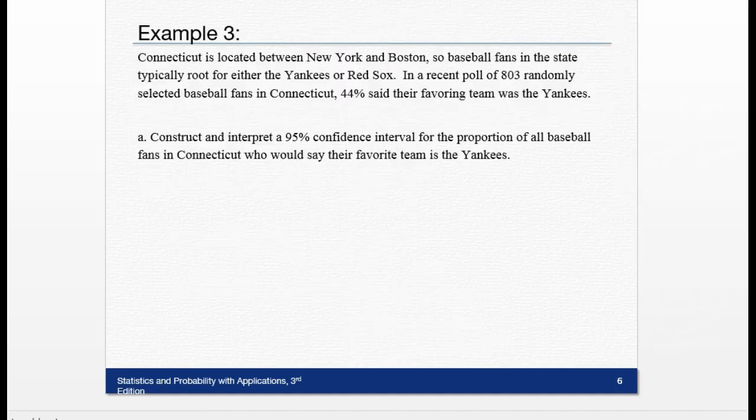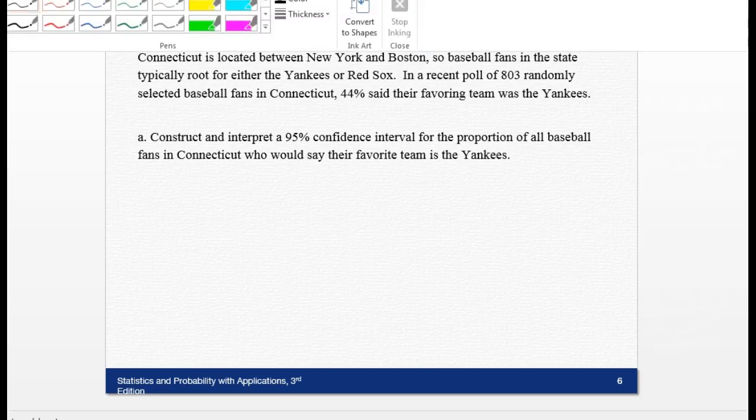So let's look at number 3. Connecticut's located between New York and Boston. So baseball fans in the state typically root for either the Yankees or the Red Sox. In a recent poll of 803 randomly selected baseball fans in Connecticut, 44% of their favoring team was the Yankees. Construct and interpret a 95% confidence interval for the proportion of all baseball fans in Connecticut who would say their favorite team is the Yankees. All right, so we got to walk through our 4-step process.